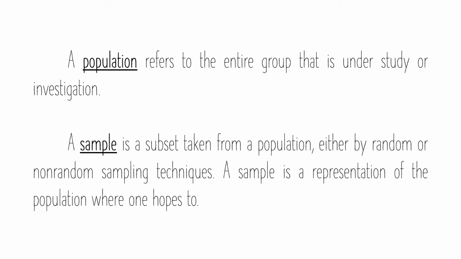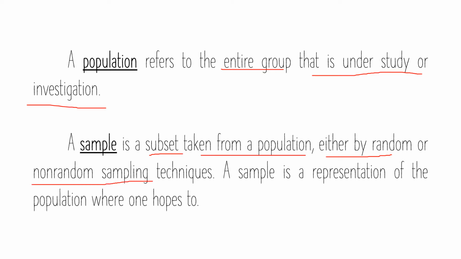Now, let's deal with the formal definition of population and sample. A population refers to the entire group that is under study or investigation. Or we can say that this population is the entire group that you want to draw conclusions about. Now, dealing with your sample, a sample is a subset taken from a population. So you need to take note of that. Your sample is a subset taken from a population, either by random or non-random sampling techniques.